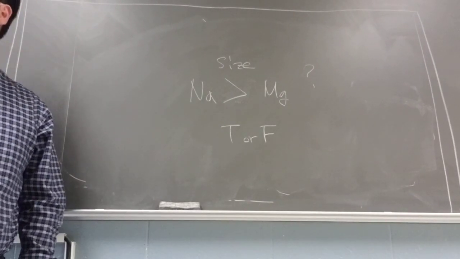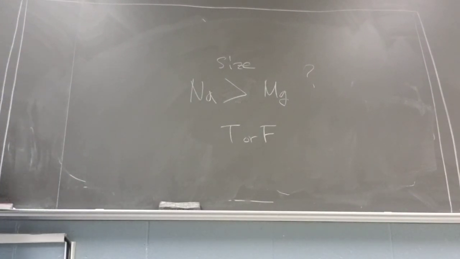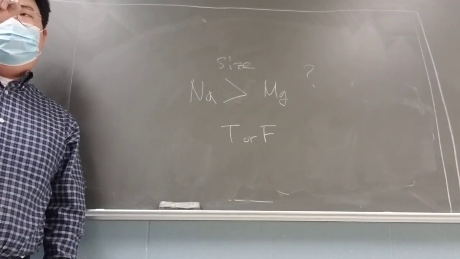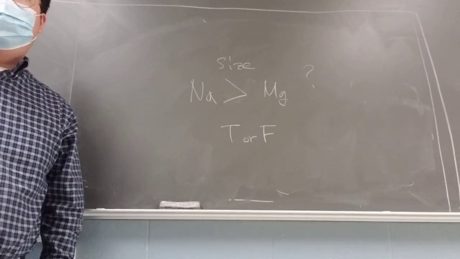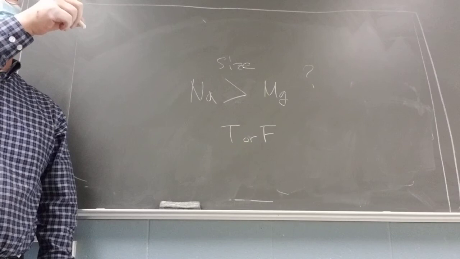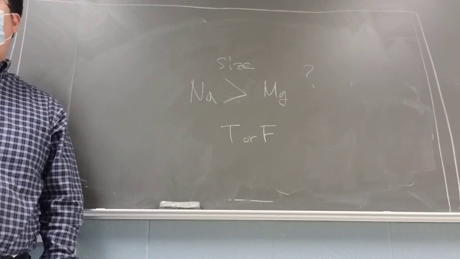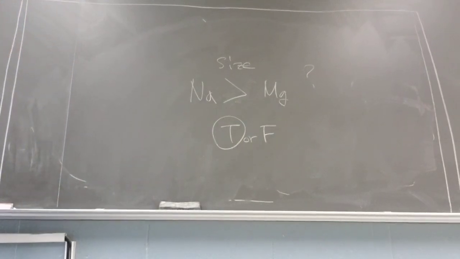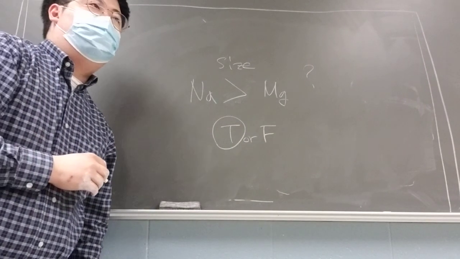They're in the same period, right? So just remember one thing. If those elements are in the same period, the same row, as you go from the left to the right, the size will decrease. So technically, sodium will be bigger than magnesium. So this is actually true because of the general trend.